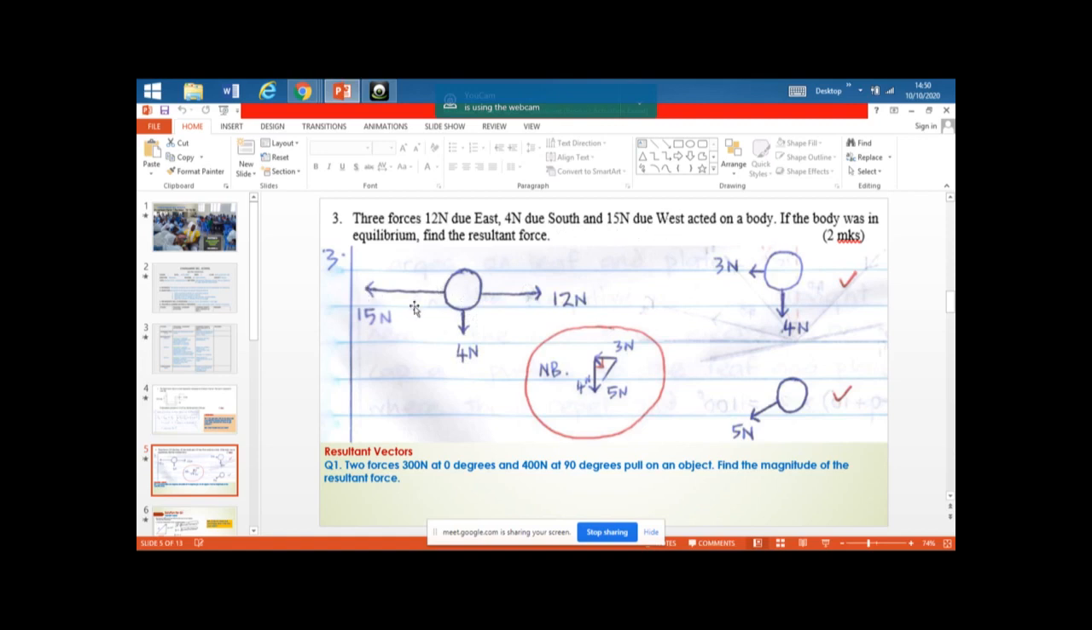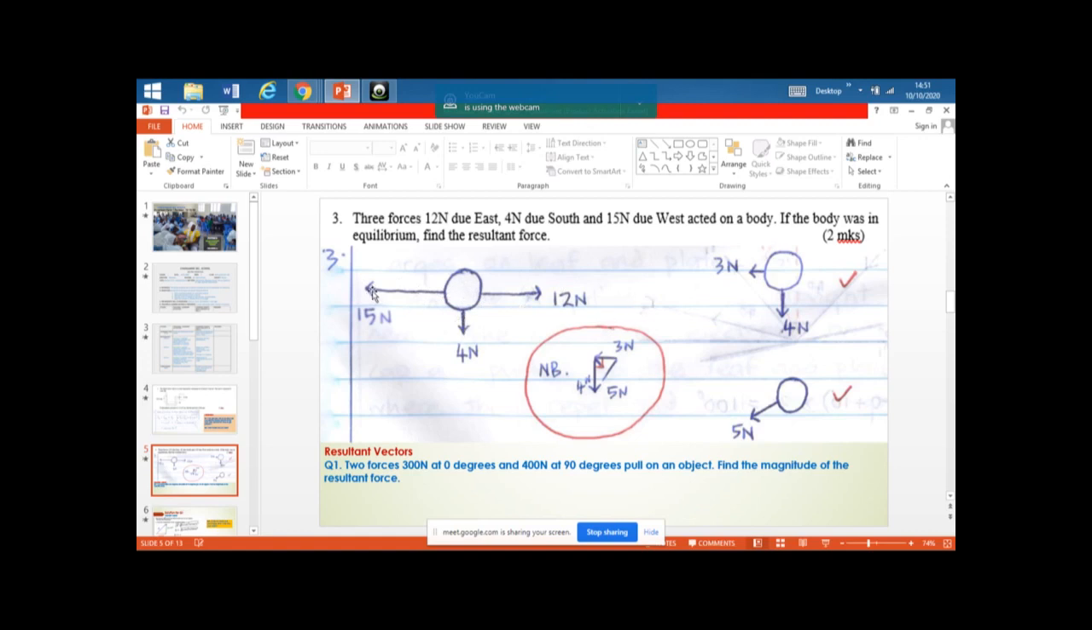That's the other side. Then notice in my diagram, the arrows correspond to the size of the force. If the force is very big, then the arrow gets to be big. If the force is small, then the arrow gets to be small or short.